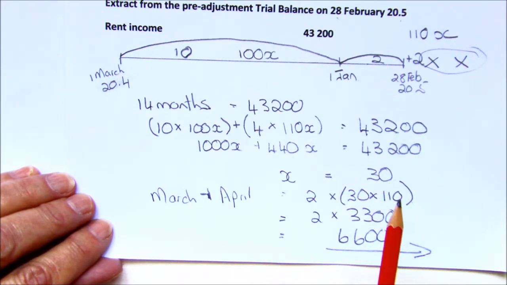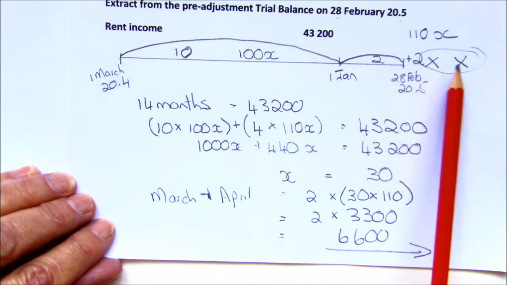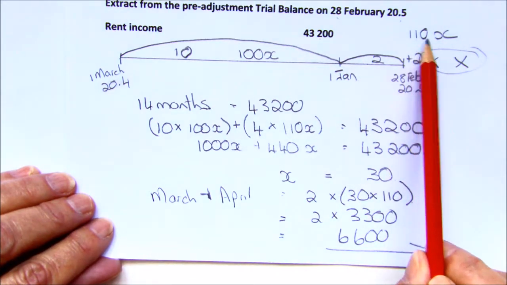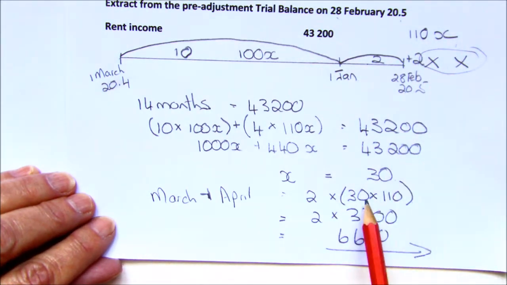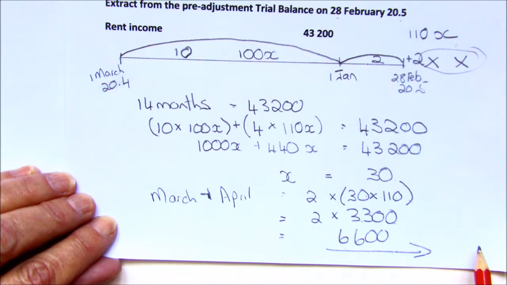But remember, that's only the starting figure. That's what x is. Your rent now for March and April, 2 months' rent. So you've got 2 months, and the rent at that stage was 110 x's. So we know that x is equal to 30 times 110, which is 3,300. But there are 2 months, March and April, so times 2, and so your rent is 6,600. Again, that will have to be minus from your rent figure in your income statement and added on to income received in advance or deferred income in your trade and other payables.